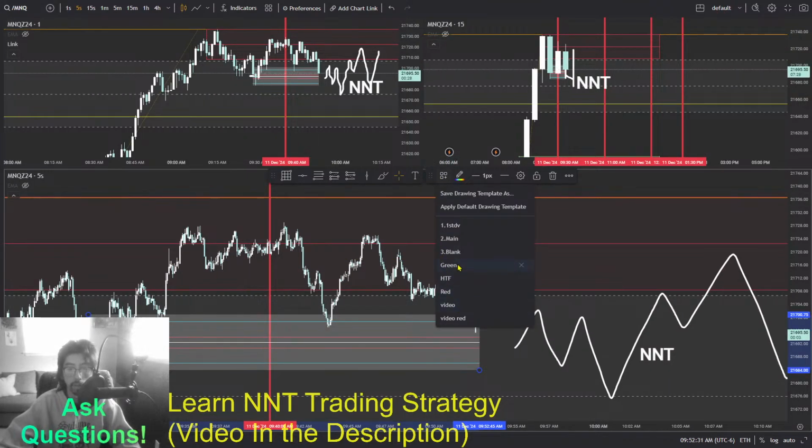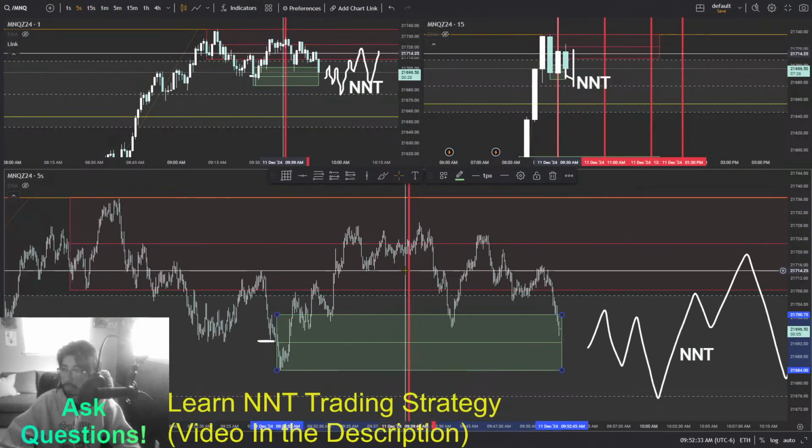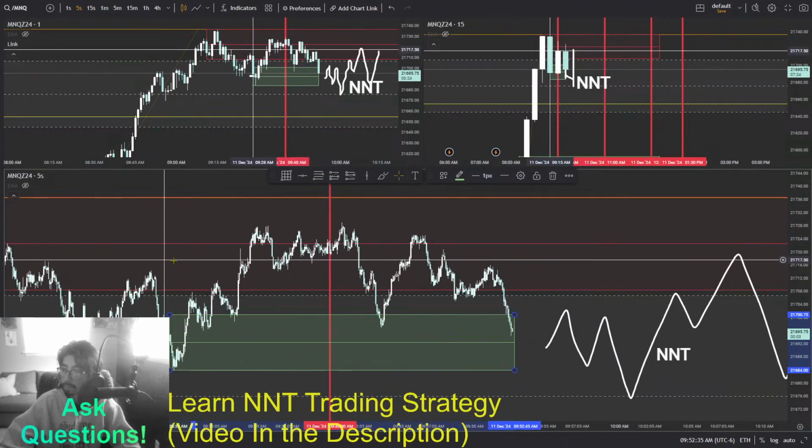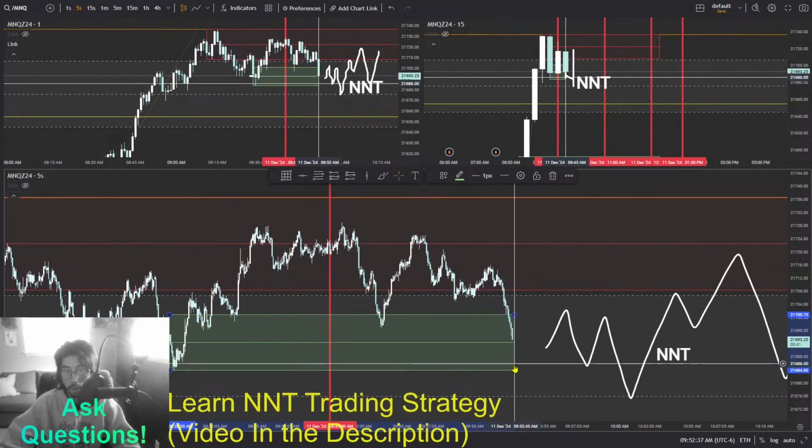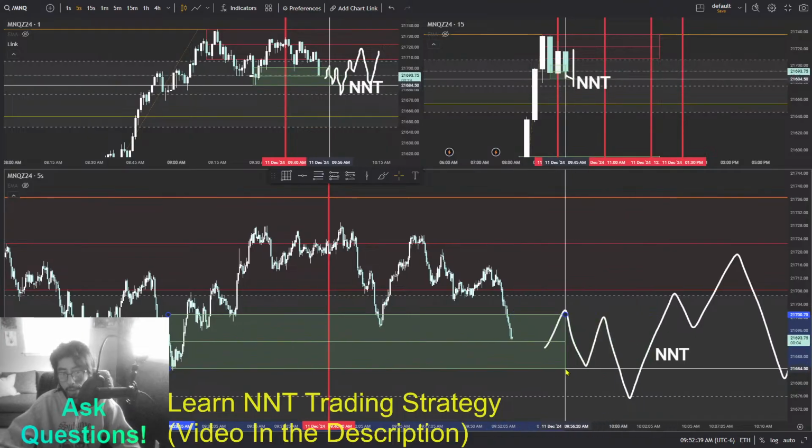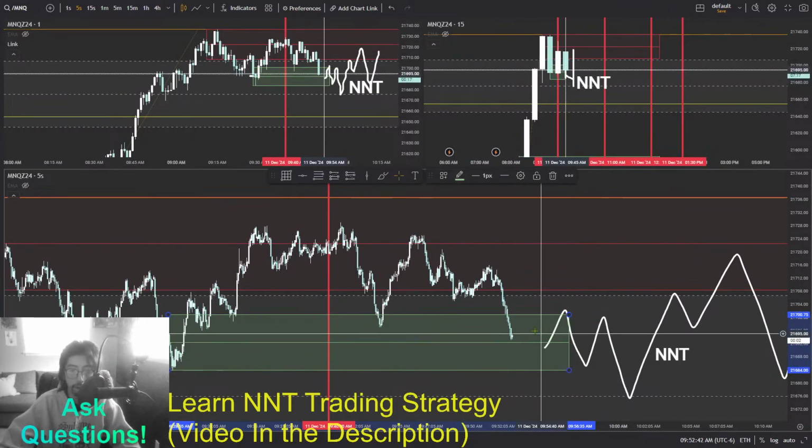I'm not gonna take this zone right here because it's rejecting the high initial balance. But let's see if it delivers here. It just beats. It's too counter trend for me.